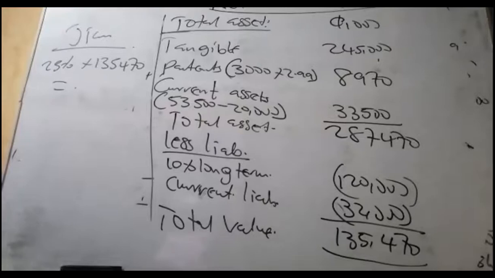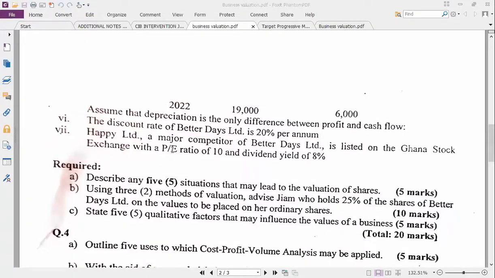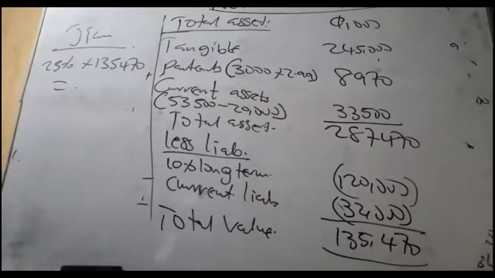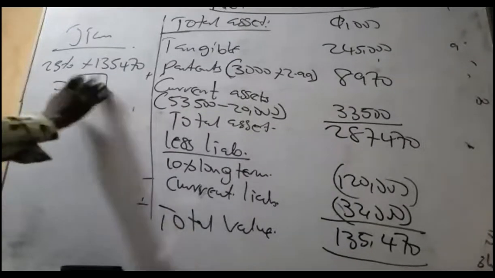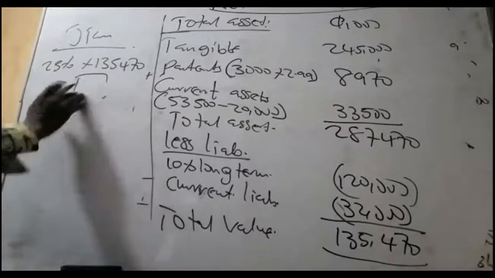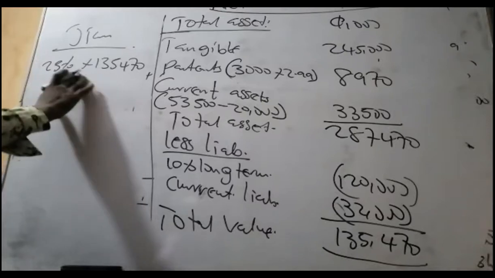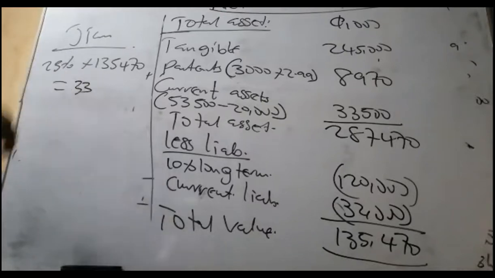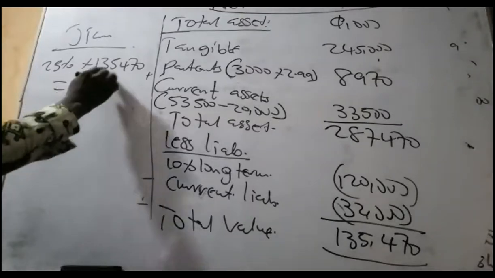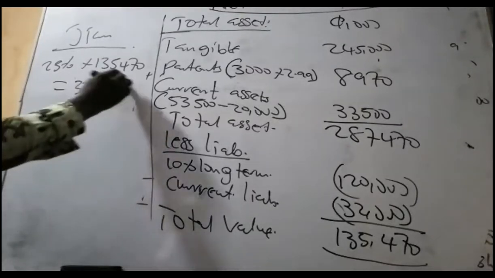The next one on the list is the PE ratio. I will use the PE ratio, the price earning ratio. Don't forget the 3 steps of the PE ratio. Good. Then that is it. So the 25% is 33,868.